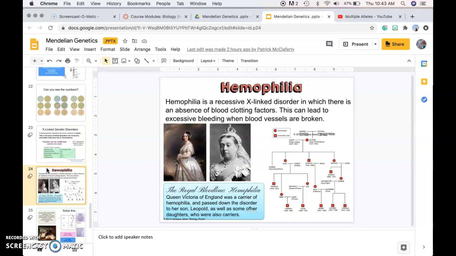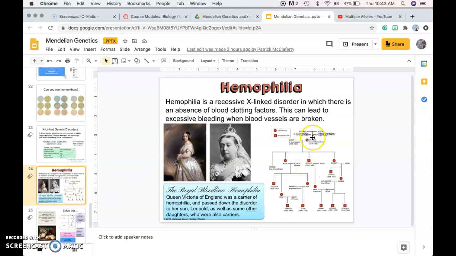So hemophilia is a recessive X-linked disorder in which there is an absence of blood clotting factors. This can lead to excessive bleeding when blood vessels are broken. So people who have hemophilia can get a cut and have a really hard time stopping the bleeding. The royal bloodline is a really interesting one to look at. Queen Victoria of England was a carrier of hemophilia and passed down the disorder to her son, as well as to some of her daughters who were also carriers.